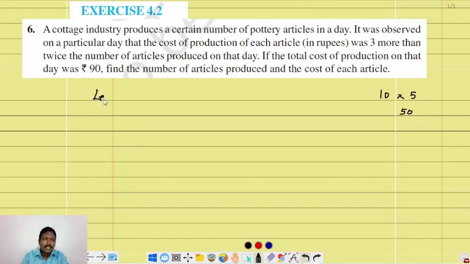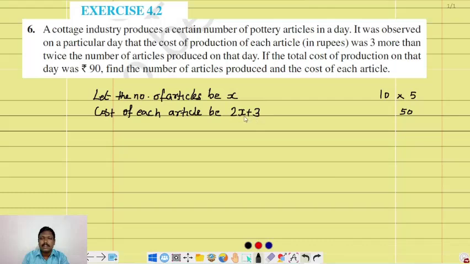That is, let the number of articles be x. Then cost of each article will be how much? See here, 3 more than twice the number of articles. Our number of articles is x, then twice it is 2x. 3 more than, so it will be 2x plus 3. So this is the cost of each article.